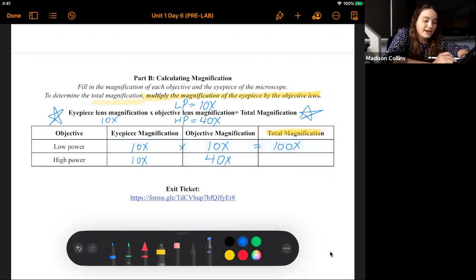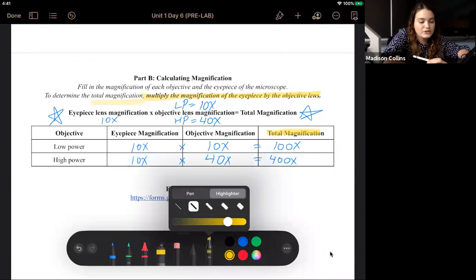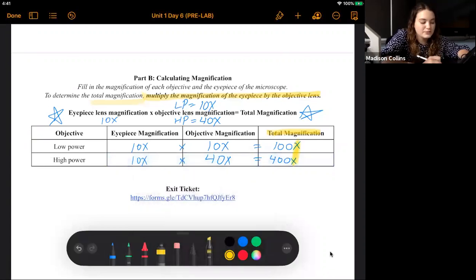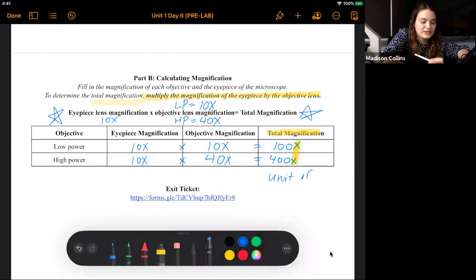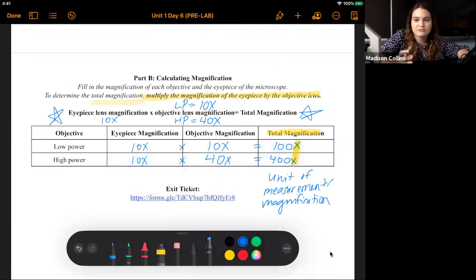In order to calculate the high power objective, or high power total magnification, you have to multiply 10x times 40x, which is going to equal 400x. Now, it is super, super important that you include the letter x at the end of that, because x counts as your unit of measurement, or your unit of magnification. So you can't just say that the total magnification is 100. You have to say that the total magnification is 100x, because that is the unit that you are working with.